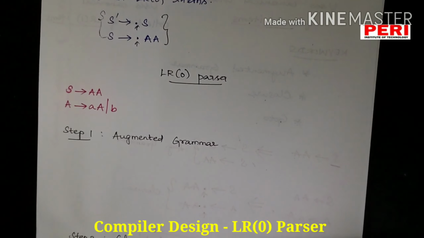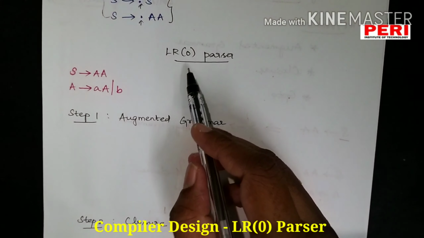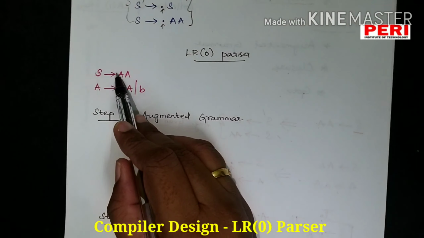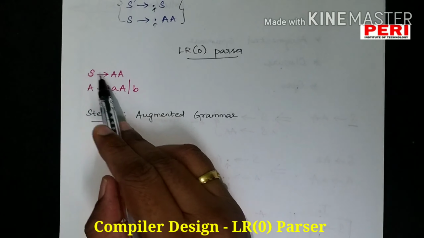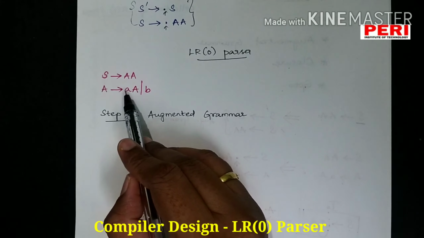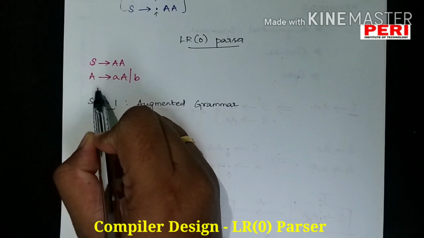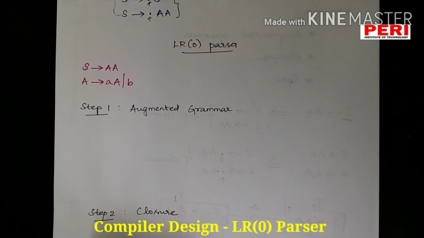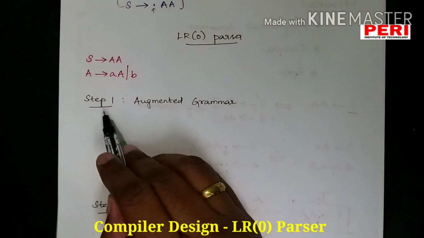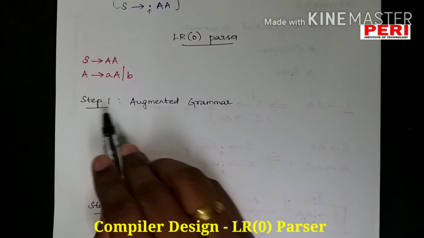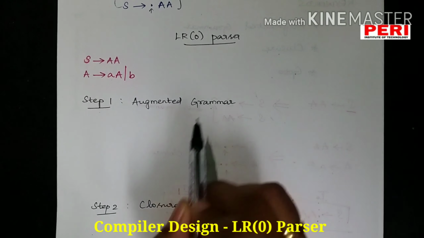Okay, let's move to the problem now. LR0 parser. I have given you an example grammar here. S tends to A, A tends to a A or b. So this is the grammar that I am going to take, and I am going to parse it and find the parsing table now. Step 1 to proceed with the problem is to find the augmented grammar.